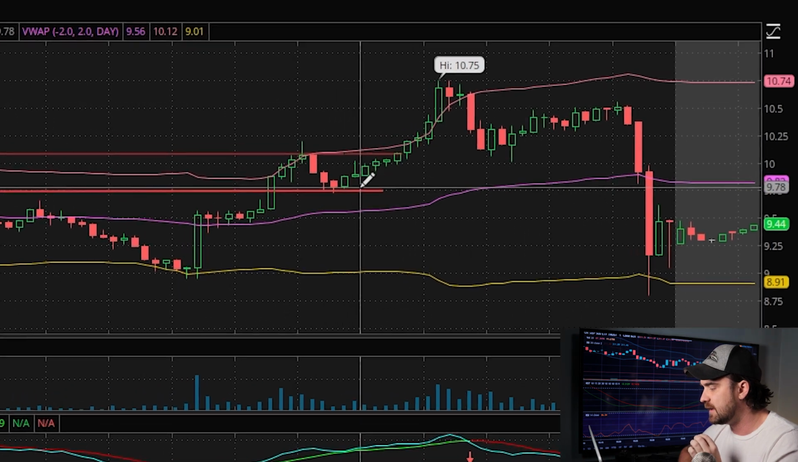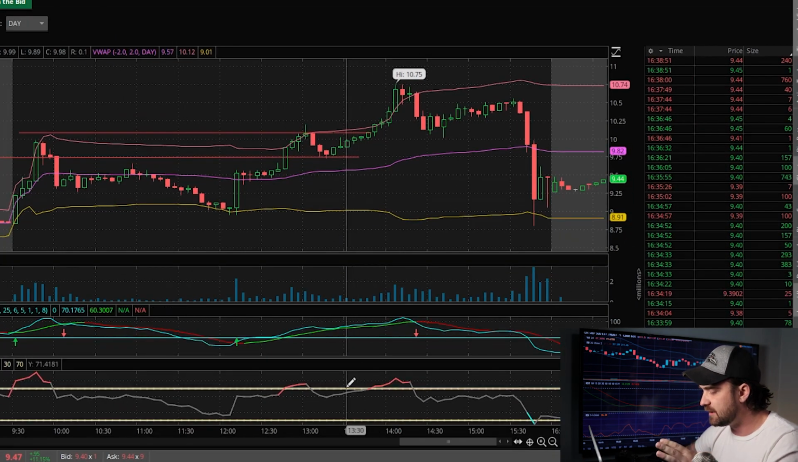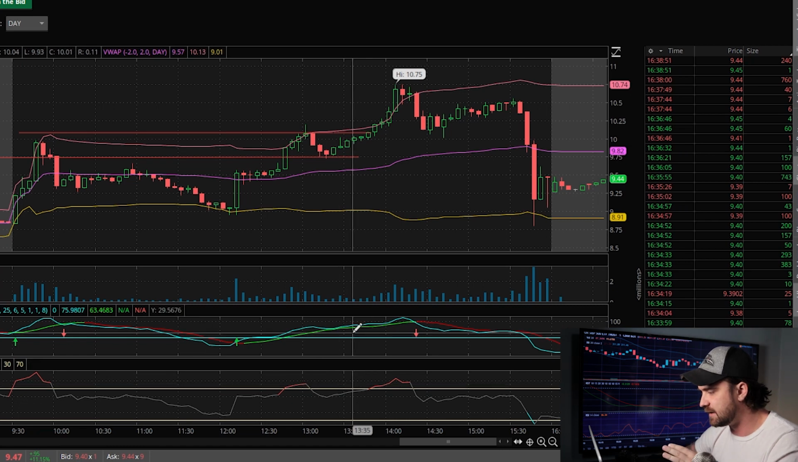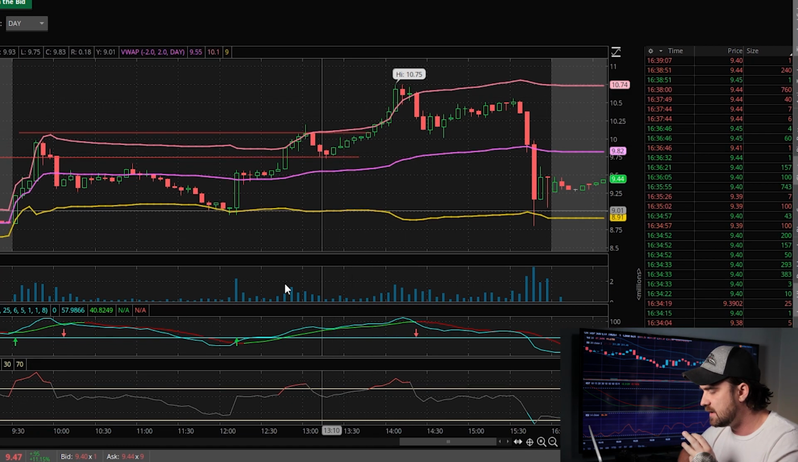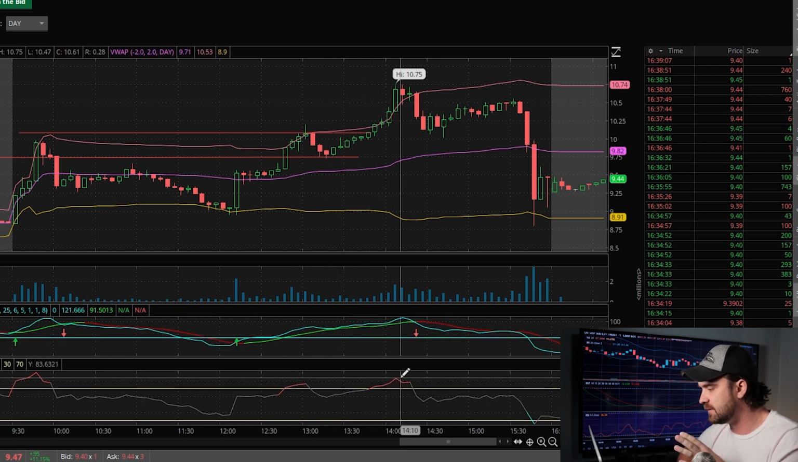So this was a very small candle here. It looked like it was gaining some more momentum, and I was really looking at my indicators here as well. I mean, it was riding pretty high on VWAP, and you can see here on my momentum indicator that momentum was looking very good as well. RSI was also continuing to creep up.